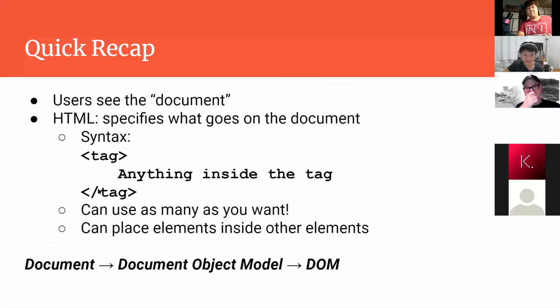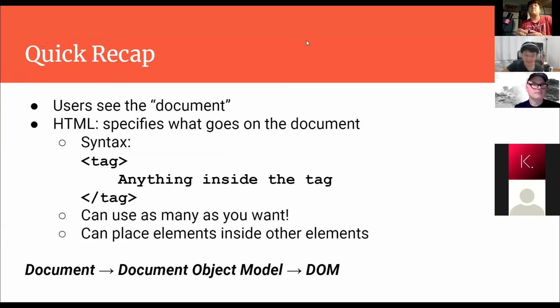Right, so to quickly recap, users see the document that is displayed on the page. And HTML is what specifies what goes in that document. And the syntax is bracket, tag, close bracket, and then anything inside that tag, and then you type bracket slash tag bracket. And you can actually place as many as you want on top of each other, and you can place elements inside other elements as well. So this whole thing is called the DOM, or document object model, because you can place elements or objects inside of other elements.